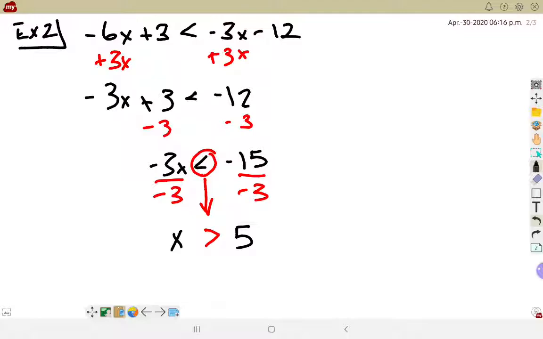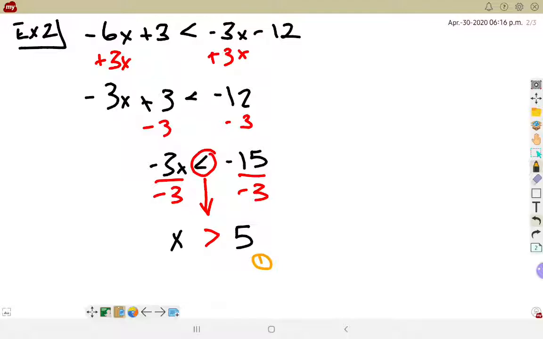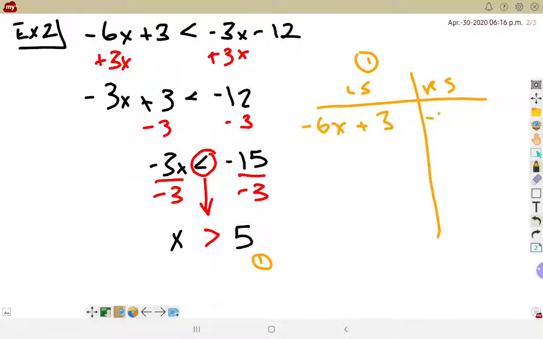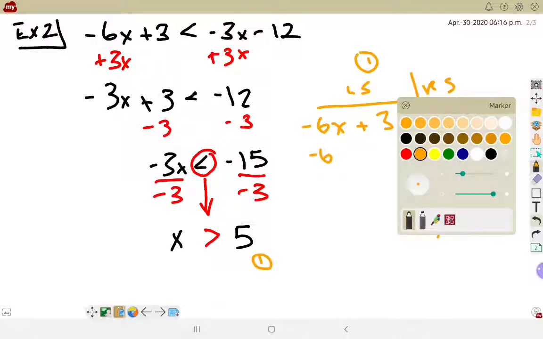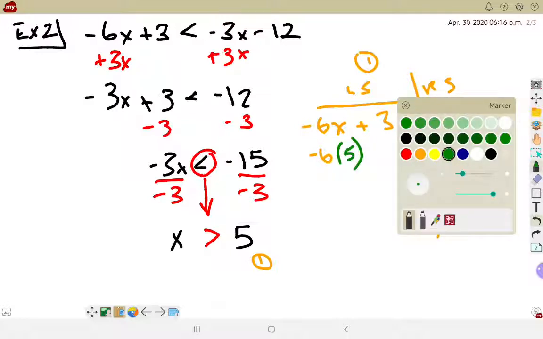Okay, so if you didn't flip your inequality symbol, remember the verifying is where you're going to find that out. So I'm going to do my left side and my right side for the boundary point. On the left we started with negative 6x plus 3. On the right was negative 3x minus 12. So instead of writing x, I'm going to substitute in that value of 5.